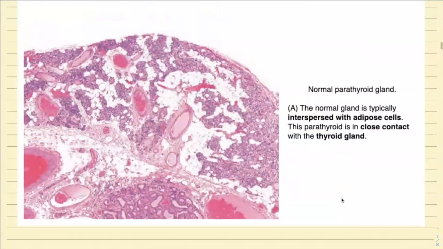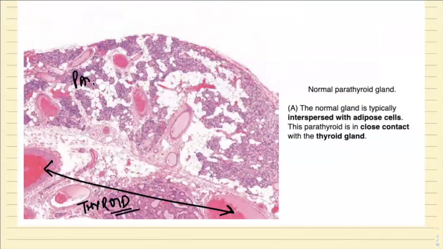Now, this is the normal parathyroid only. Actually, the parathyroid is lying very close to the thyroid. So if you look over here, this is your thyroid. And very close to the thyroid, the parathyroid is present. So this is your parathyroid.